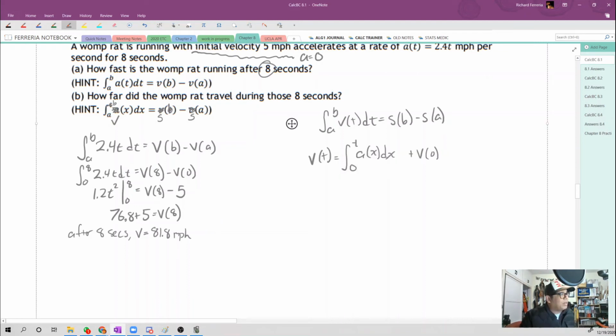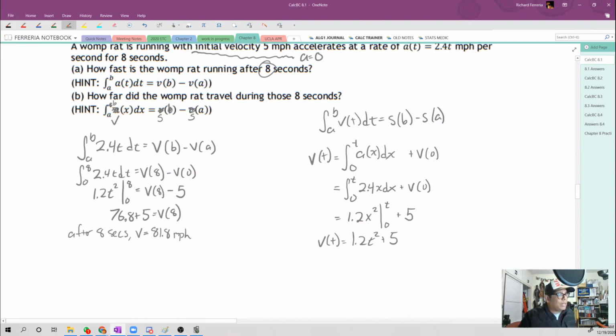So we can go ahead and try to build this velocity equation now. We just saw that if we maneuver our fundamental theorem of calculus, we can get that the velocity at t is going to be equal to the integral from 0 to t of a. Now normally this would be dt, but since we have t in the upper limit, we've got to go to x instead. So the integral of a(x) dx plus the initial velocity. Substitute the equation for acceleration, integrate, and I've also substituted the initial velocity, which we know was 5 from up here. And after you evaluate this antiderivative, you get that the velocity of t is equal to 1.2 t squared plus 5.